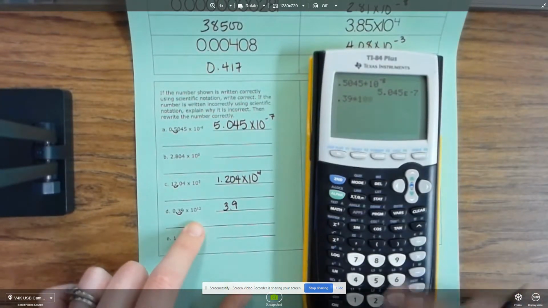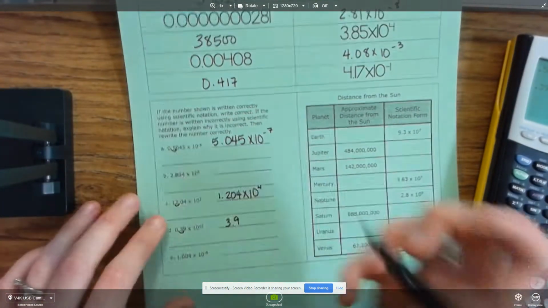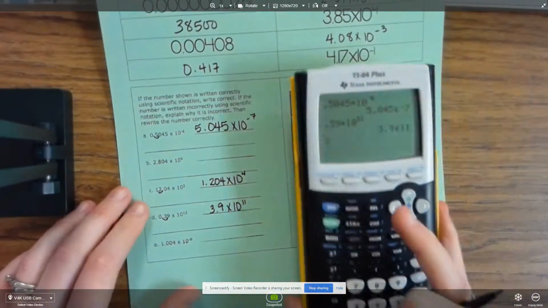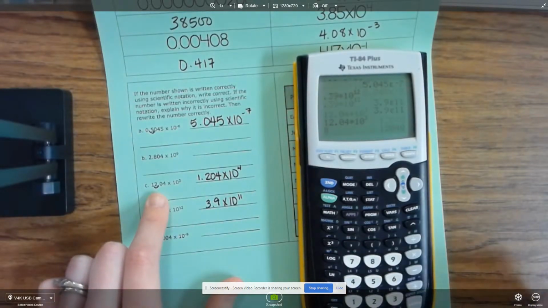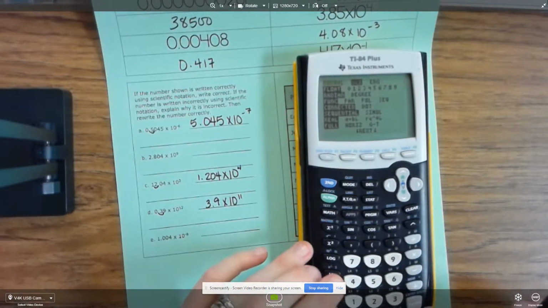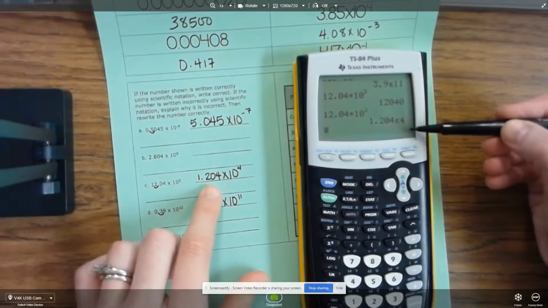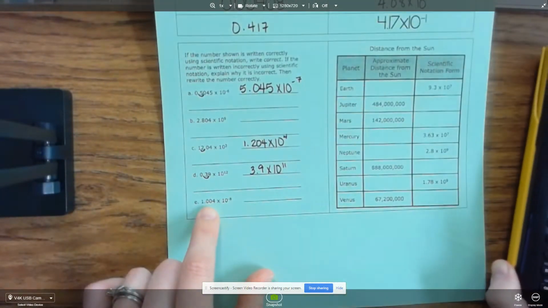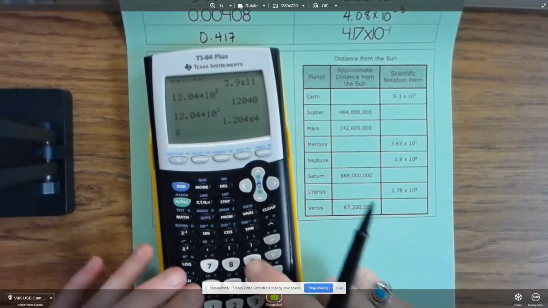0.39 times 10 to the 12th is 3.9, and it should be times 10 to the 11th. And so 12.04 times 10 to the 3rd is, well, we've got it in standard mode. So if we stick this in Sci mode and do that one again, it shows you the right exponent. And then this one is written correctly. The decimal's in the correct spot. All right, so all these we're changing back and forth from scientific notation.